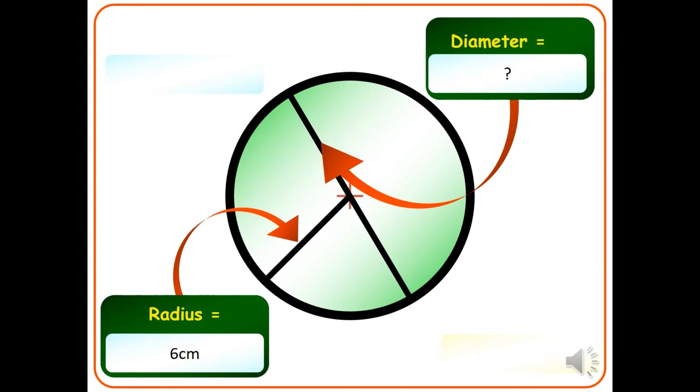Okay. Now, I did say in the previous slide that it's essential for you to know that the diameter is equivalent to 2 lengths of the radius. So it's twice the size of the radius. So if you can pause the video here and have a go at writing down what the diameter is.